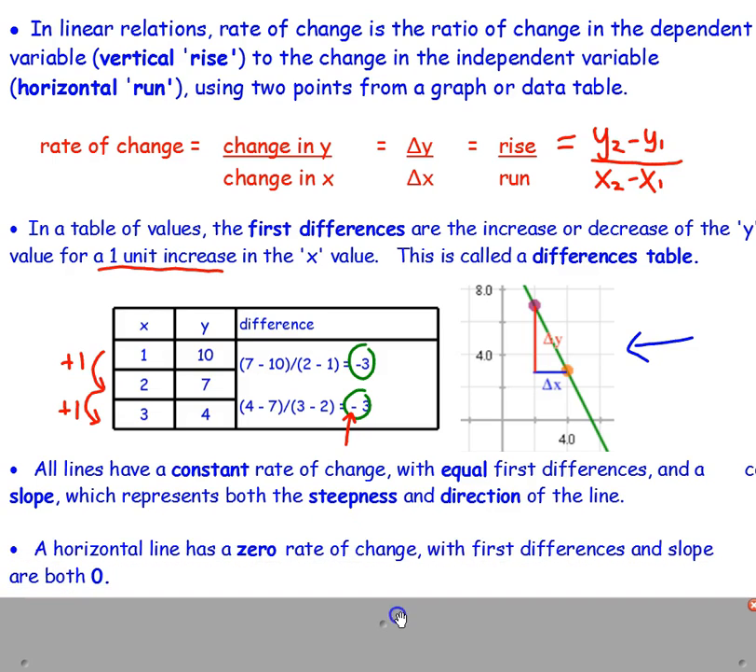Now, a special case would be a horizontal line. Horizontal lines have a constant rate of change, but in this case the rate of change will be 0. The first differences for a horizontal line and the slope will be 0. Horizontal lines are flat, so they are neither dropping nor rising in the y direction as x changes.